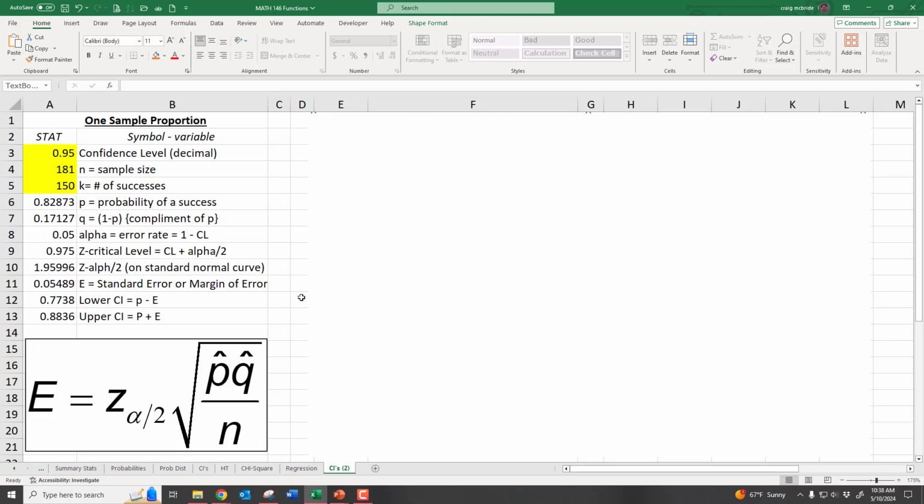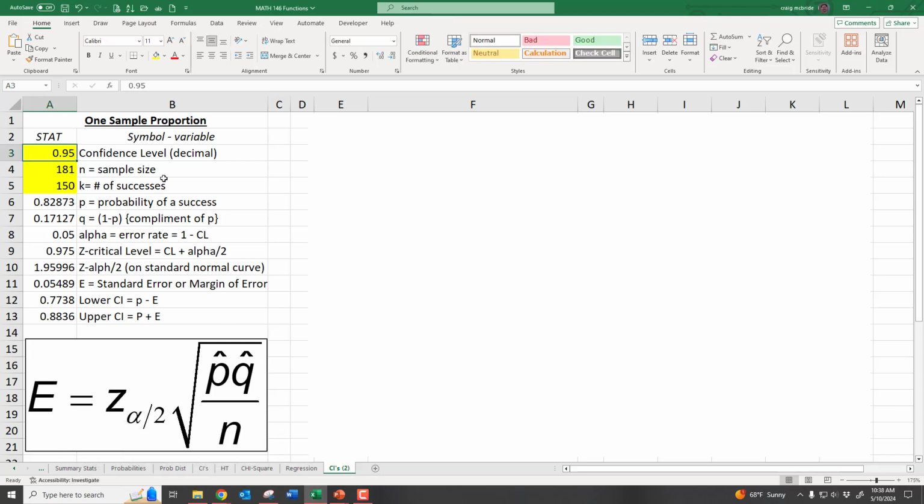Today we will create an Excel calculator for performing a one proportion confidence interval so that when we have to do repetitive calculations, i.e. we have these types of questions over and over and over again, we don't have to reinvent the wheel. We can just change the conditions of that question and Excel will spit out the new confidence interval for us based on those conditions.